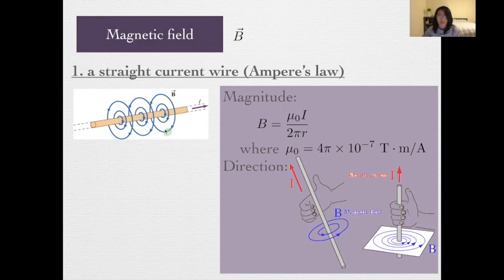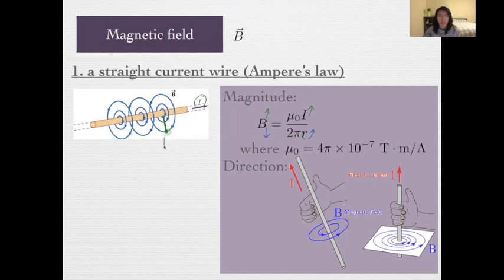The magnetic field at this position basically depends on how far it is away from this current wire, and how strong the current is. If it's a very strong current, then the magnetic field will be stronger. And if you are away from this wire, then your magnetic field will decrease.